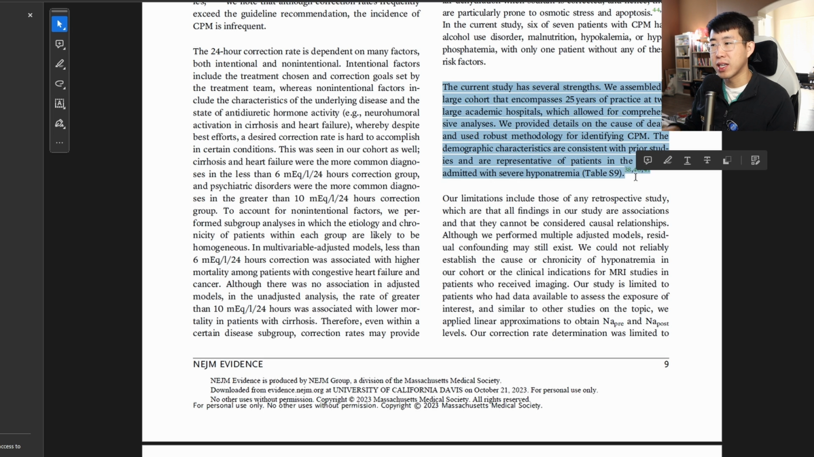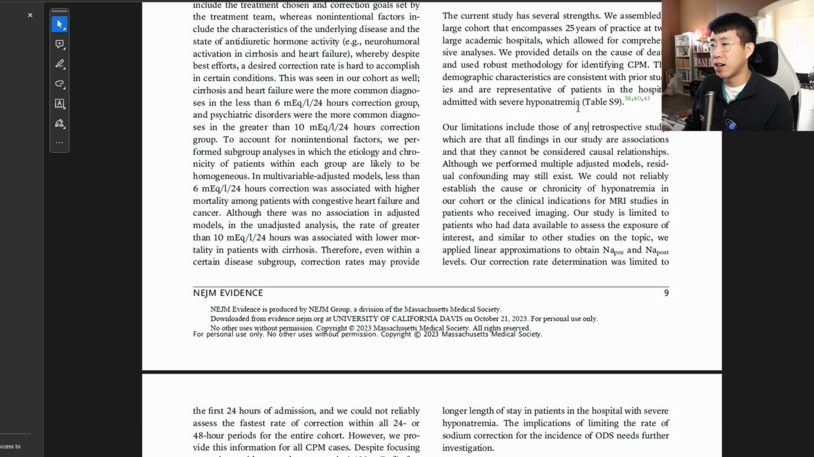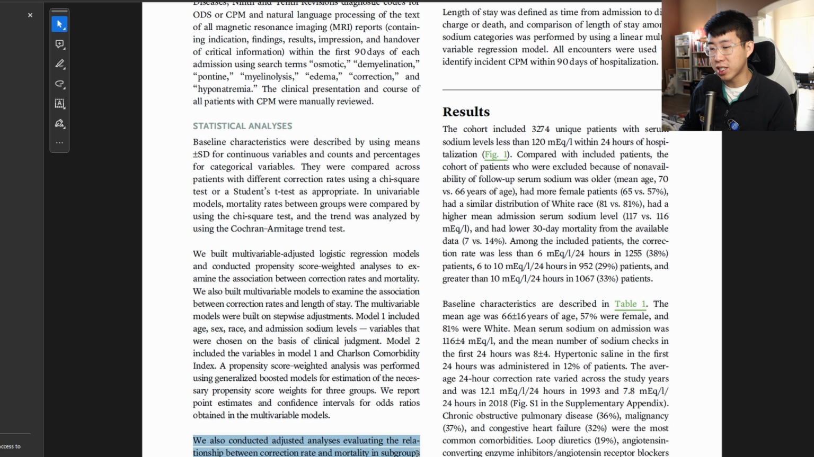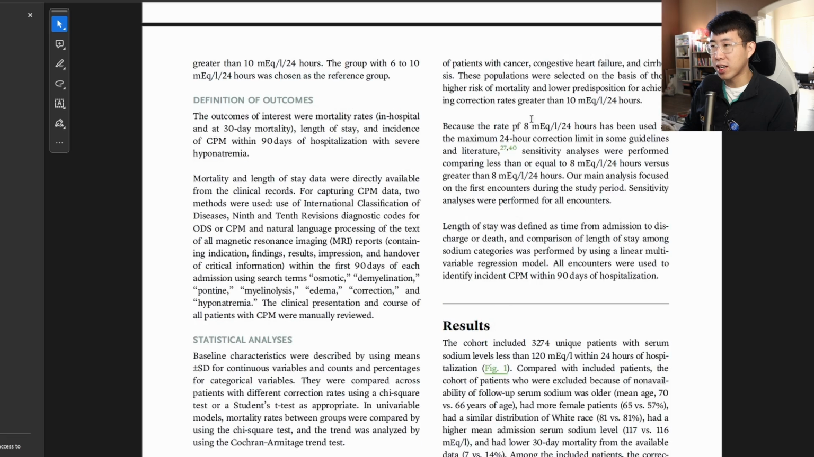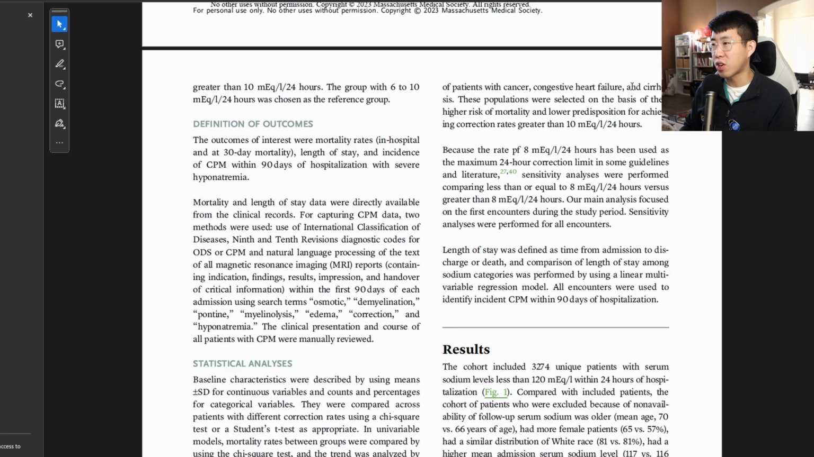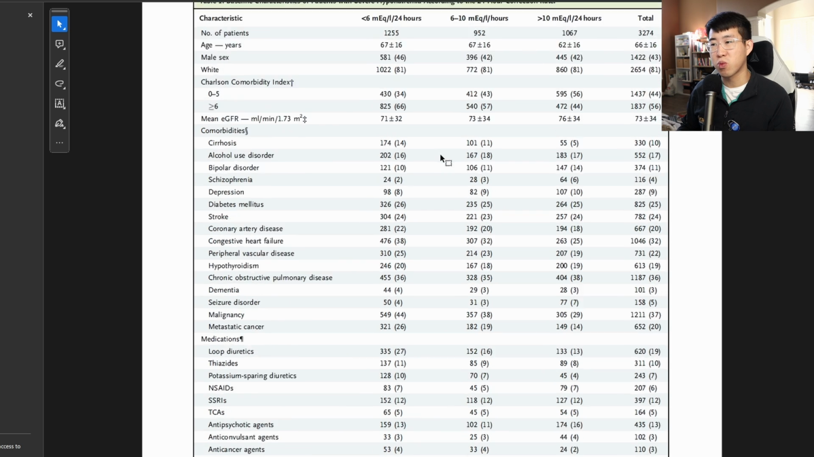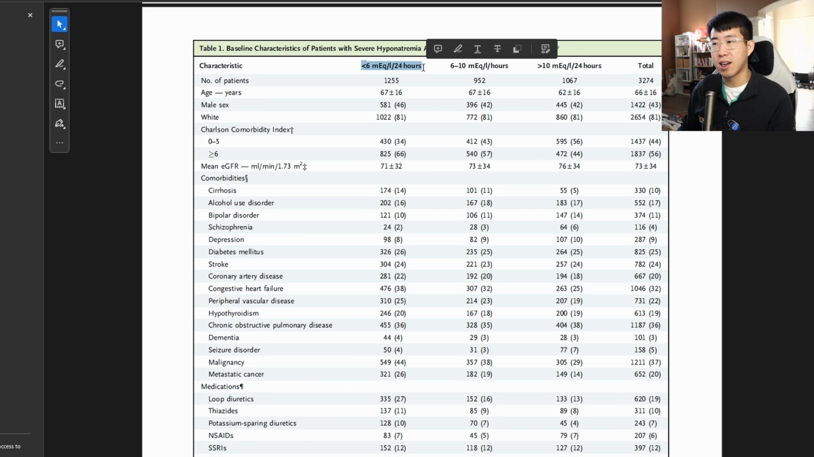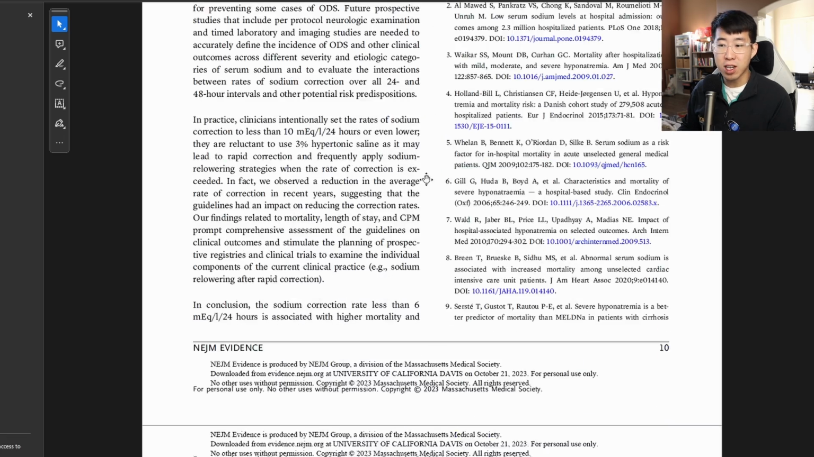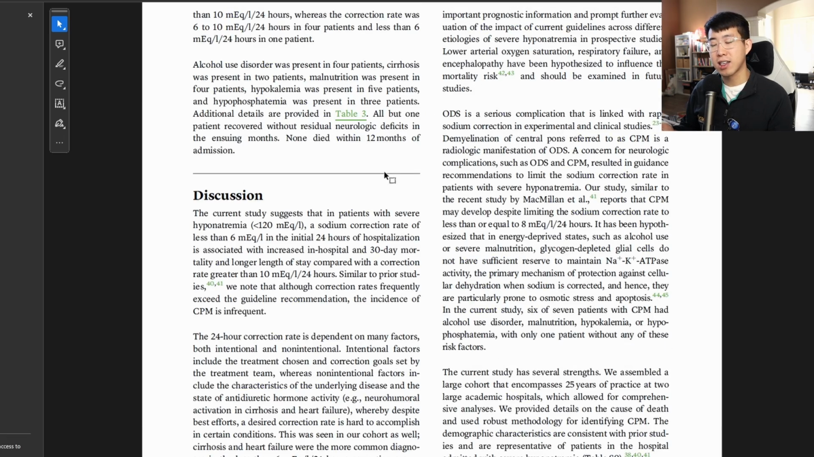They talk about their strengths being that it was 25 years of practice at 2 large academic hospitals, and the limitations being that it's a retrospective study again. One of the things I actually didn't mention earlier is that they conducted subgroup analyses evaluating the relationship between correction rate and mortality in patients with cancer, congestive heart failure, and cirrhosis. So they actually tried to correct for the fact that there were more patients with heart failure and cirrhosis in this less than 6 milliequivalent group. And based on that, they still found the same findings that faster correction rates were associated with lower mortality and lower length of stay.